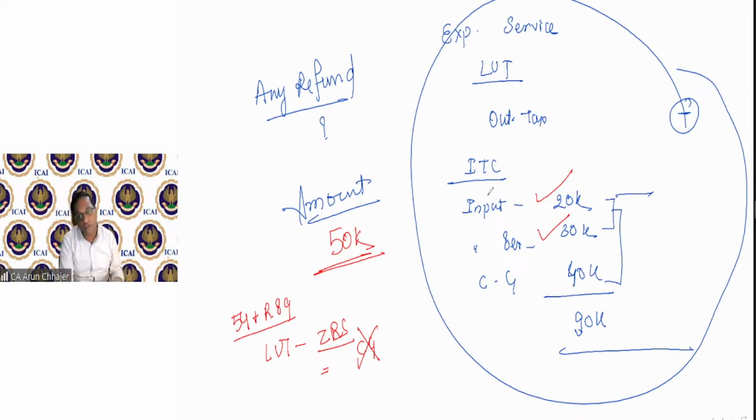So it means you are entitled to take the refund of input. You are entitled to take the refund of input service. So the maximum refund would be 50,000. This would be one criteria why to go with IGST or not to go with IGST. So this would be the criteria.